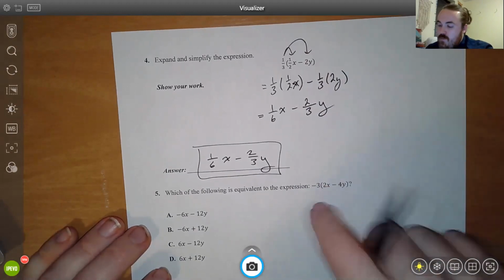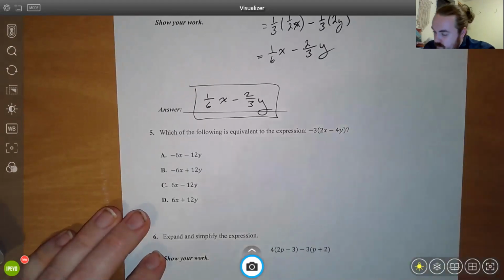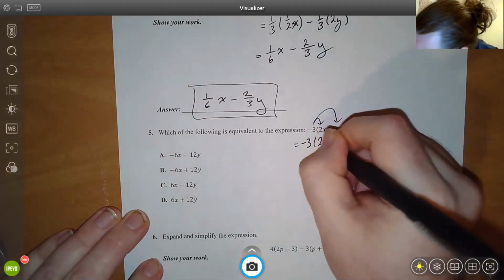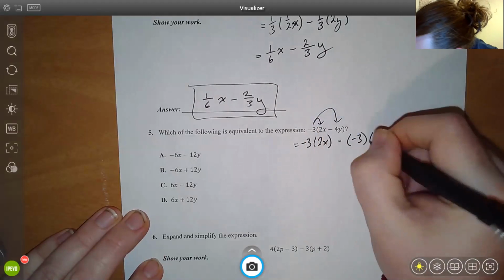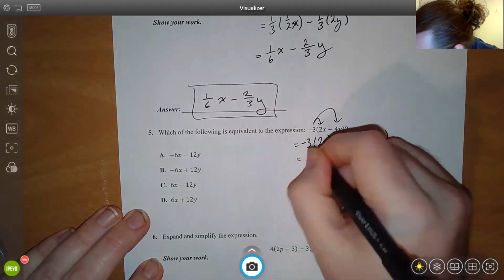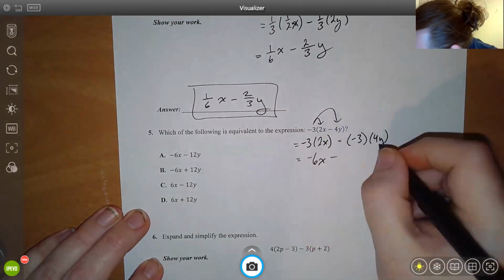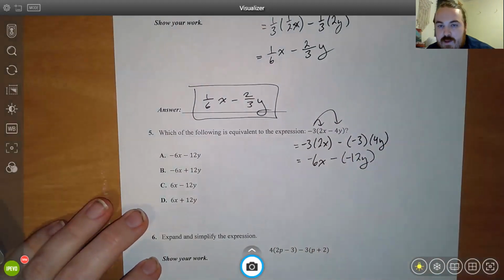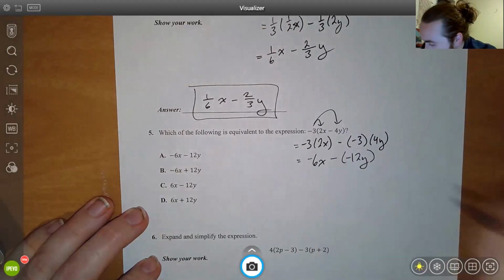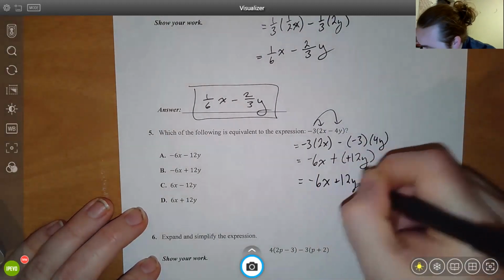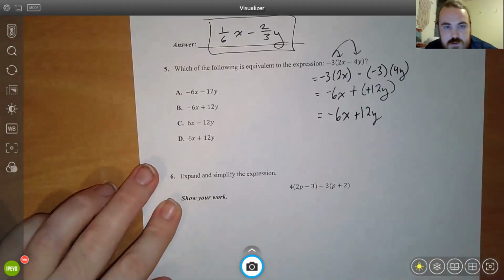Now this one's a bit harder because here we have a negative. Still though, draw out your arrows. Write out the multiplication. Negative 3 times 2x minus negative 3 times 4y. Negative 3 times 2, that's negative 6x, minus negative 3 times 4y is negative 12y. Now remember, subtracting a negative is always the same thing as adding a positive, adding its opposite. Anytime you see these two minuses, they cancel out, become pluses. Negative 6x plus 12y, which matches B.